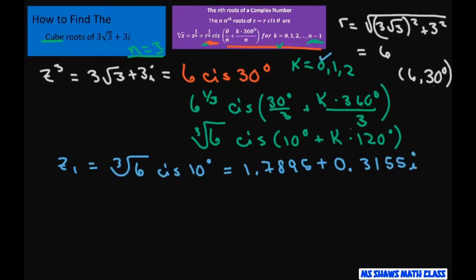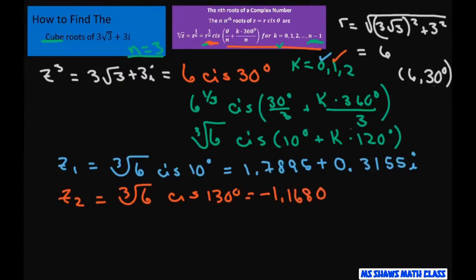Now for k equals 1, we get our second root. And that's going to be cube root of 6 cis of 130 degrees. Using your calculator, you should get, for cosine, negative 1.1680. And for sine, you should get 1.3920i.